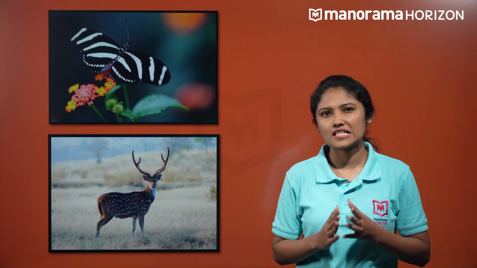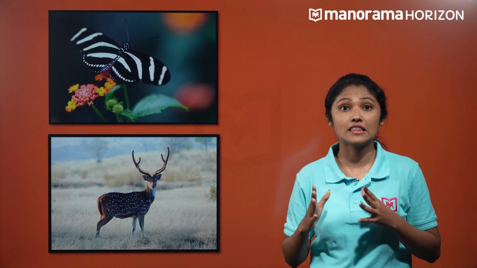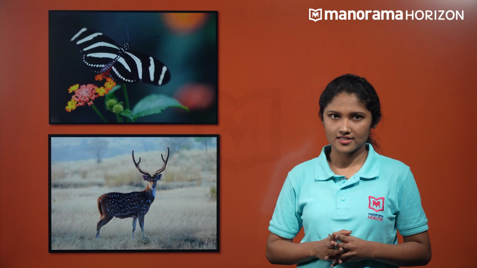What can you see in this image? Yes, it's a butterfly and a spotted deer. Both of these are animals, but they are differentiated by certain characteristics. What is a major difference between these two? Exactly. Butterflies are non-chordates and deers are chordates.